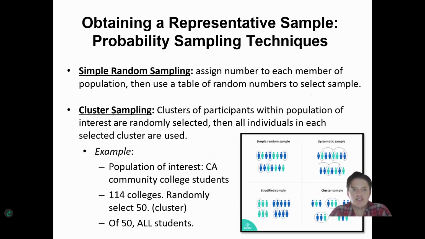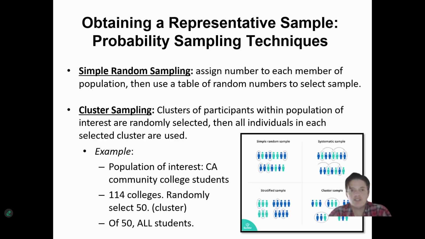Some ways that we can do this: there's simple random sampling, where you assign a number to each member of the population, and then you use a table of random numbers to select the sample, right? With all the wonderful computer-generated things that we have, this is a very easy way to do this. Everyone gets a number, you pick a bunch of numbers at random through a computer program, and it's a simple random sample. Everybody had an equal chance because of those random numbers.